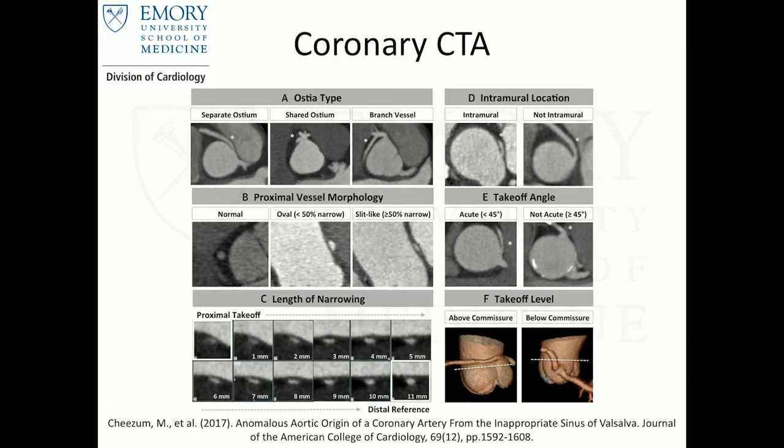We think that this slit-like ostium that you see on the right, figure B, is a higher risk lesion for compression and ischemia and sudden death. Furthermore, if you find an area of narrowing, you can see exactly how long it is. And then, as I mentioned earlier, the importance of identifying the intramural segment. So you can see here on CT whether there is an intramural segment or not and how long it is, as well as the angle of takeoff, whether there's an acute or non-acute takeoff.